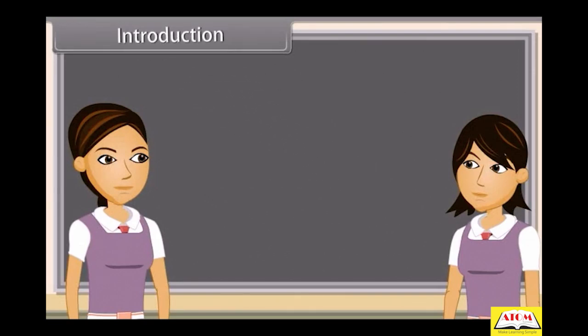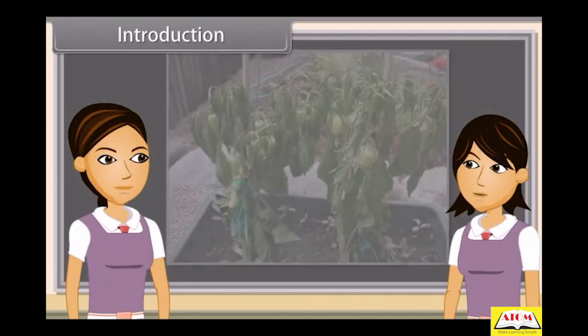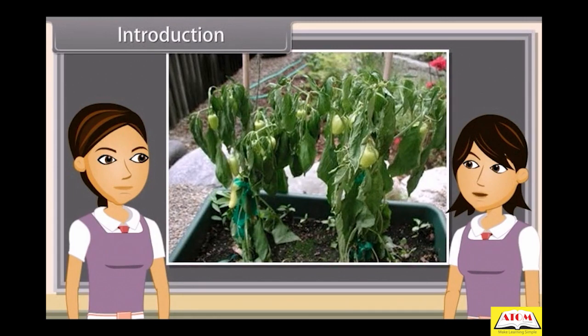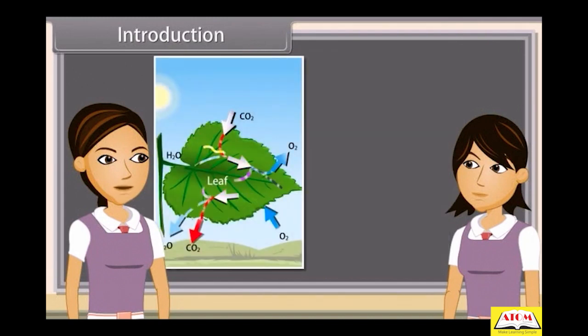Introduction. We all know that all plants need water. The wilted leaves recover when water is added to the soil, which means that water has been conducted upwards into the leaves. Yes, we have also learned that the leaves need water for photosynthesis.